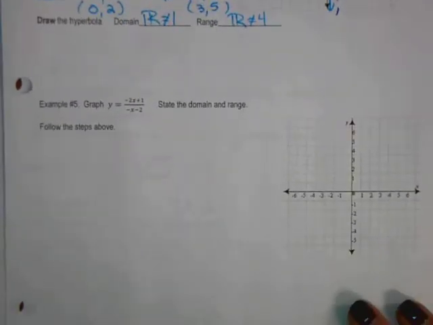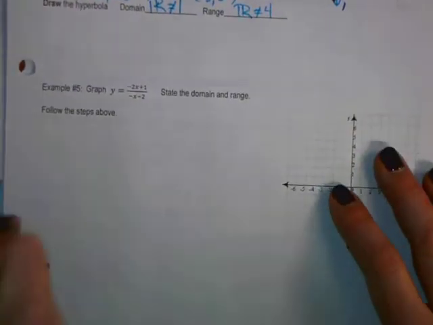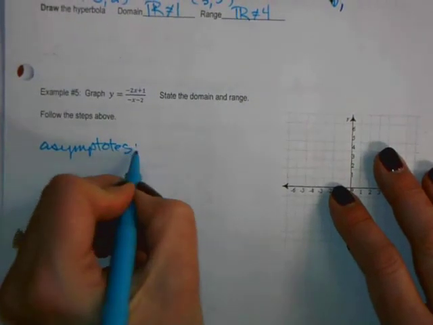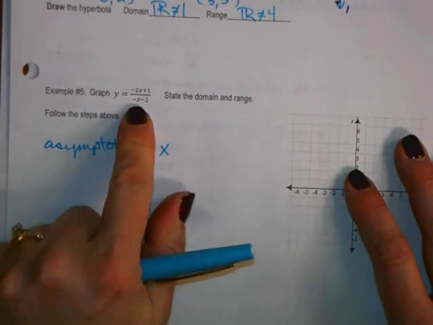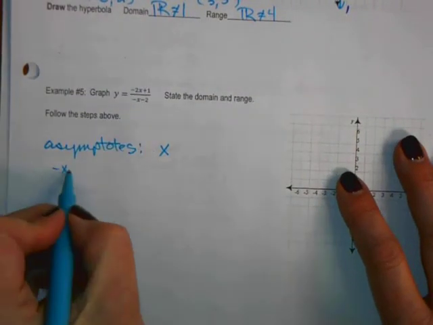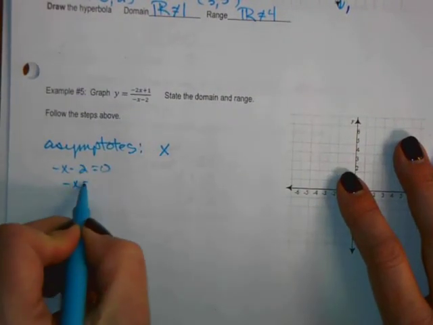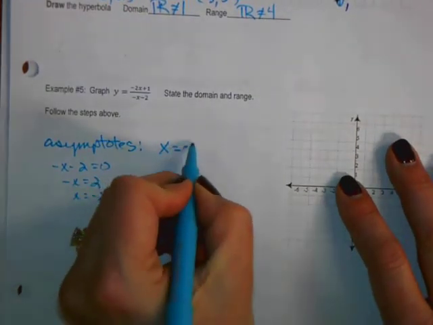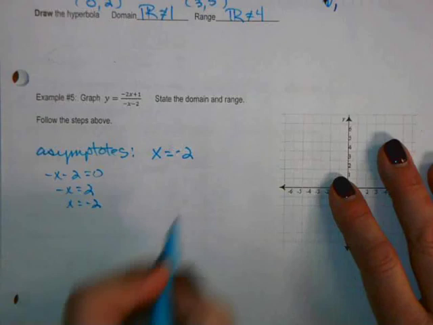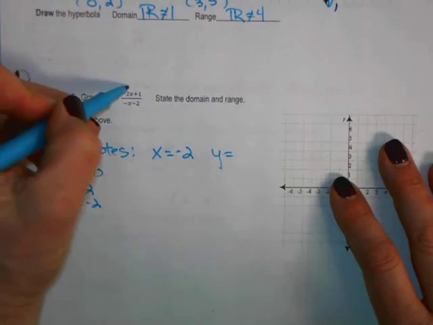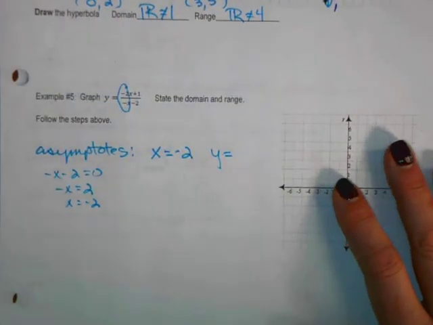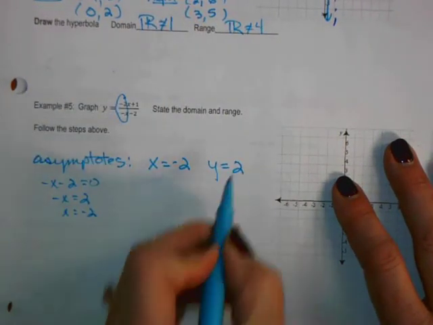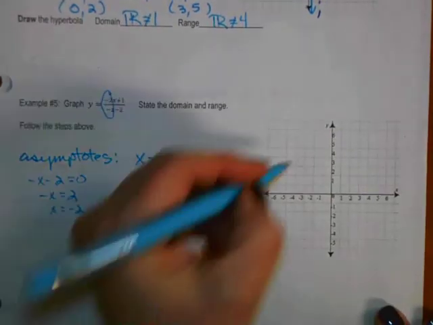All right, let's do this last one together. Asymptotes. So x is going to be whatever makes that denominator 0. And if you can't see it, just set it equal to 0. Correct? And then y is equal to the division of a and c up there. So it's going to be -2 divided by -1, which is +2. Okay, so sketch those.